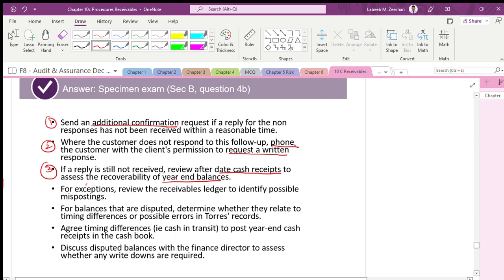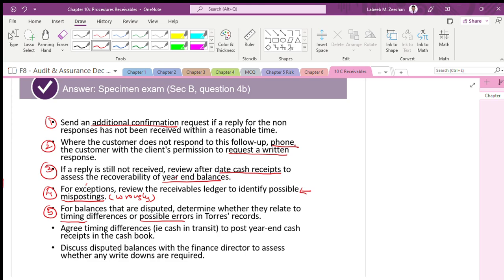For a few exceptions, review whether there are any mispostings, if we have posted wrongly. Maybe there will be a mistake from our side. For balances that are disputed, determine whether they are related to timing or possible errors. We have to make sure whether it is related to timing, to deposits, to the encashment.